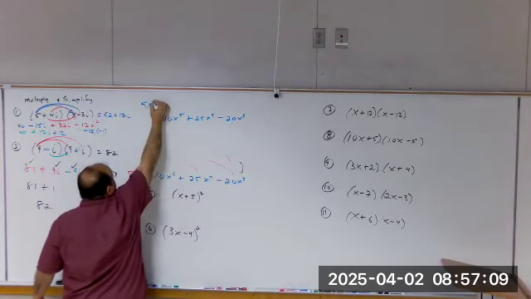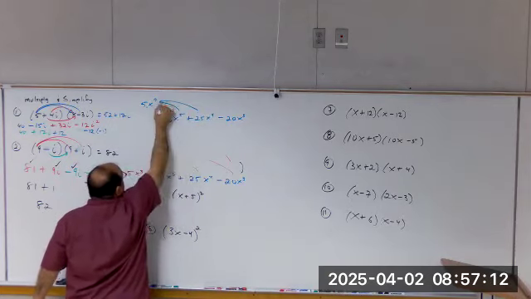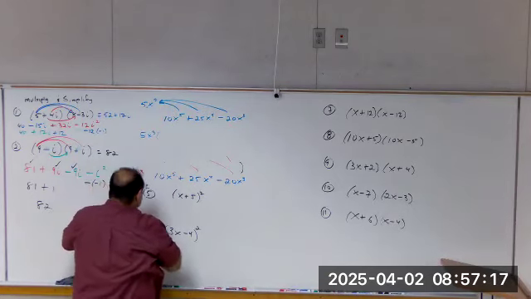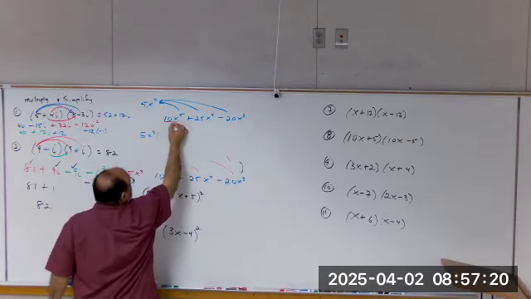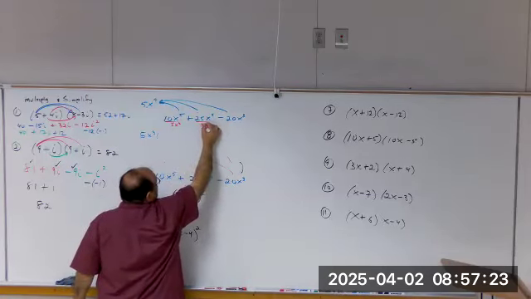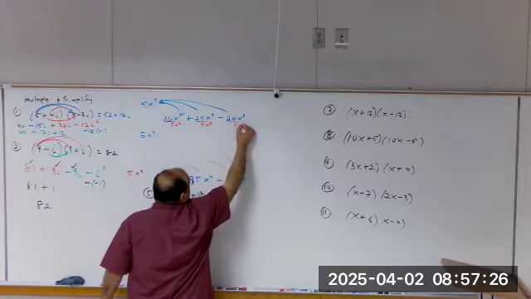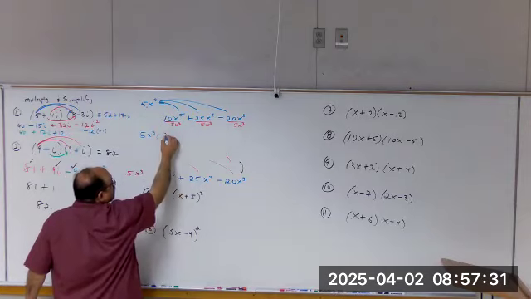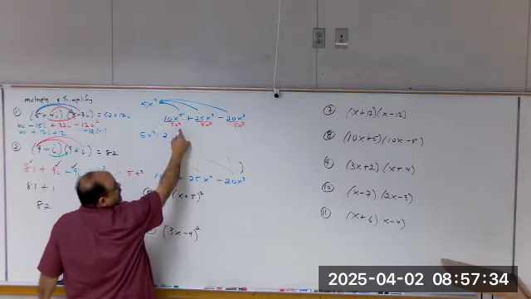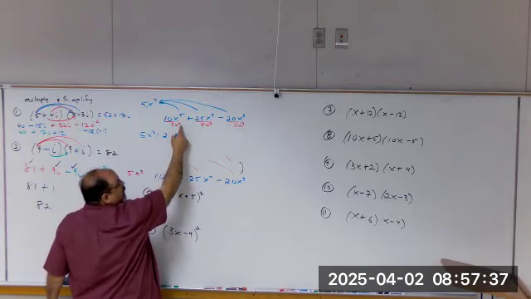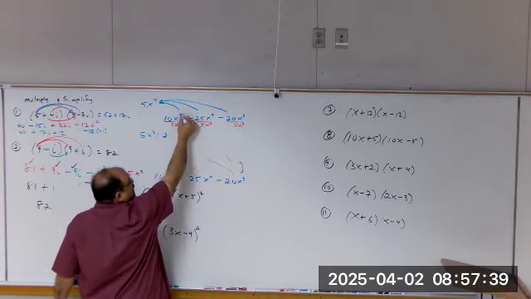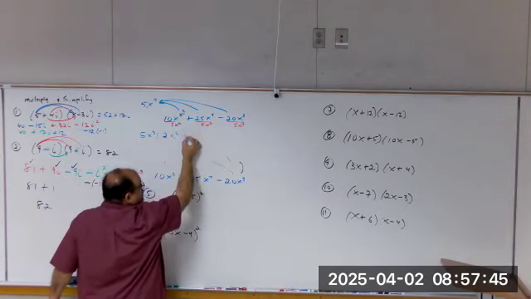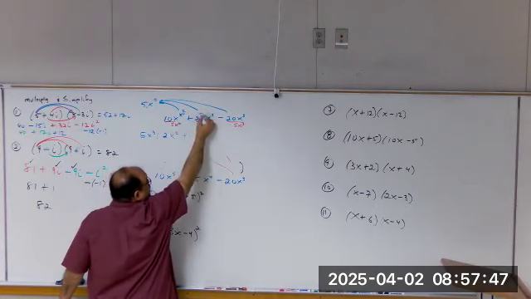So taking out the 5x to the third, everybody's going to get divided by 5x to the third. And 10 divided by 5 is a 2. x to the fifth divided by x to the third. When we divide, you subtract the exponent. So x to the third goes into x to the fifth, leaving x squared. Plus 5 goes into 25, 5 times.